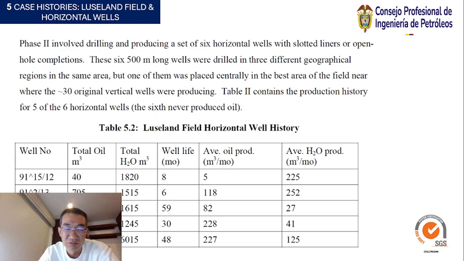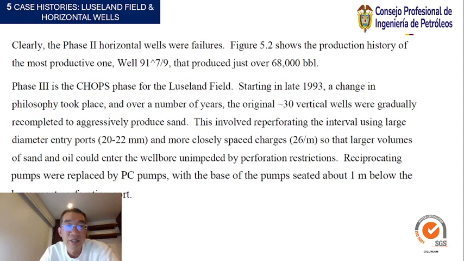The results of some are good. This 4 wells are good, but the first well is not good. Clearly, the Phase 2 horizontal wells were failures. Figure 5.2 shows the production history of the most productive one, which produced just over 68,000 barrels.